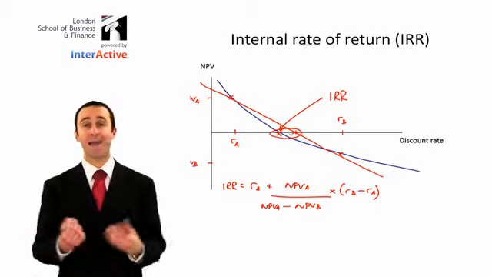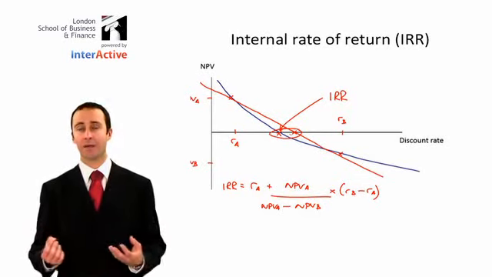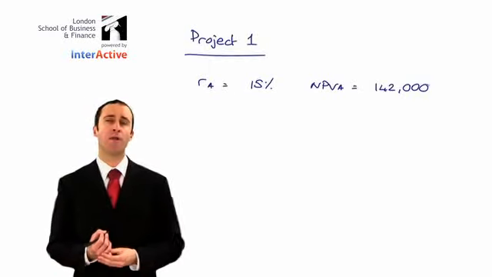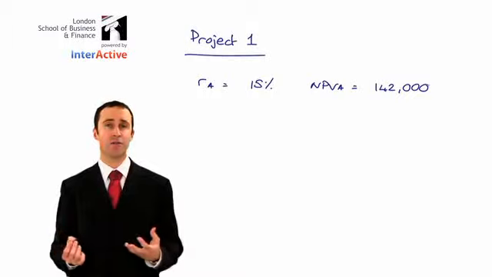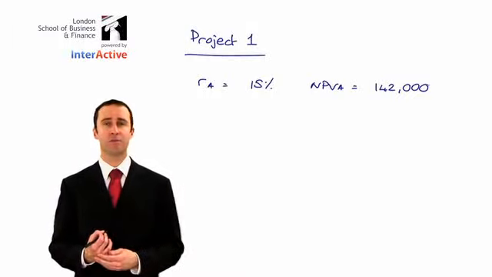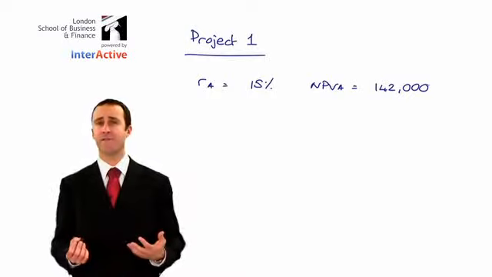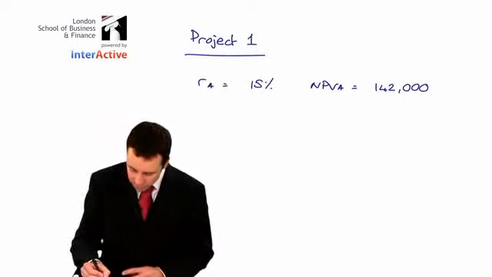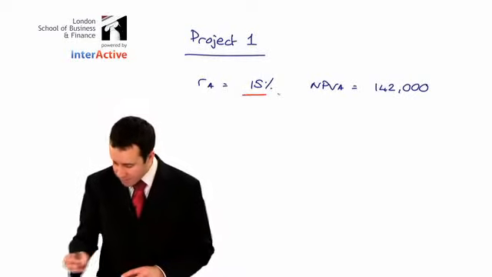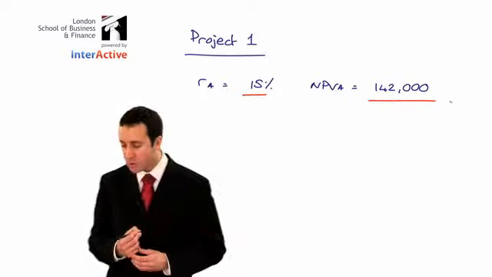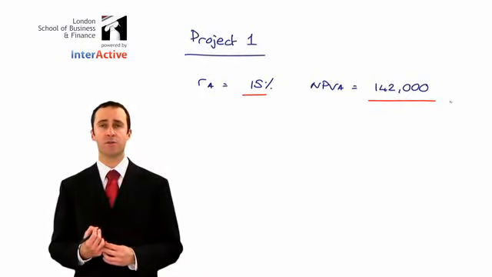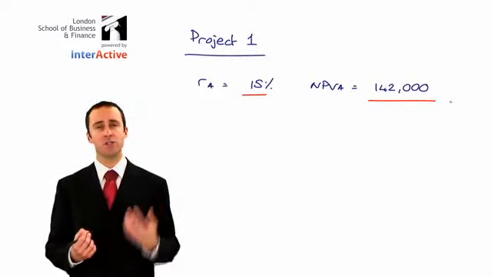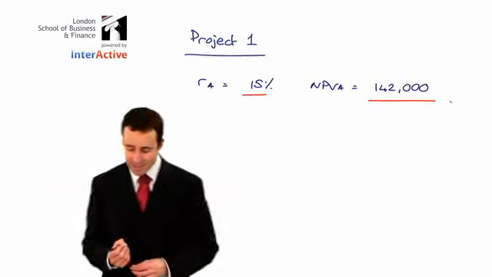So let's carry on working the example that we've been looking at for our previous investment appraisal techniques. Looking at Project 1 and appraising it via IRR, we've done an NPV calculation before based upon a cost of capital of 15%. That gave us a positive NPV. So based upon our first discount rate of 15%, giving us a positive NPV of 142,000, we can then increase the discount rate to try and reduce the NPV and take it negative.